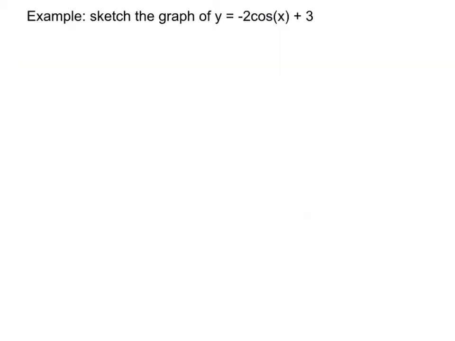So for this one, I'd like us to sketch the graph of -2 cosine x plus 3. First of all, it's good for us to remember what just the graph of y equals cosine x looks like. Cosine starts out up at 1, drops down, and then comes back up by the time we get over here to 2 pi. So that's what the normal cosine graph looks like.